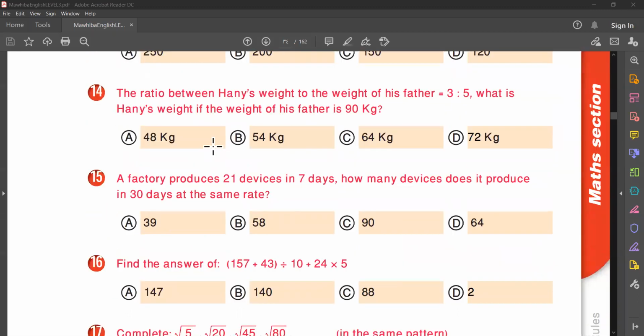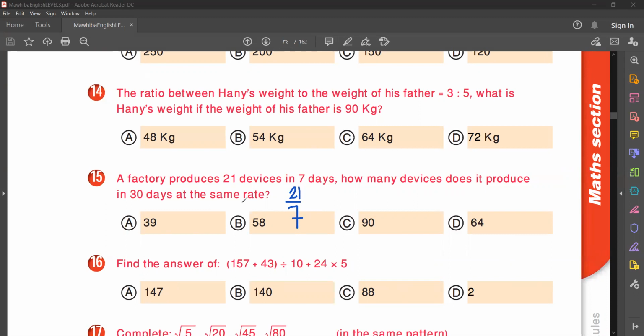Right. Now, number 15. A factory produces 21 devices in 7 days. How many devices does it produce in 30 days at the same rate? I think it is easy also. We write here 21 in what? In 7 days, right?